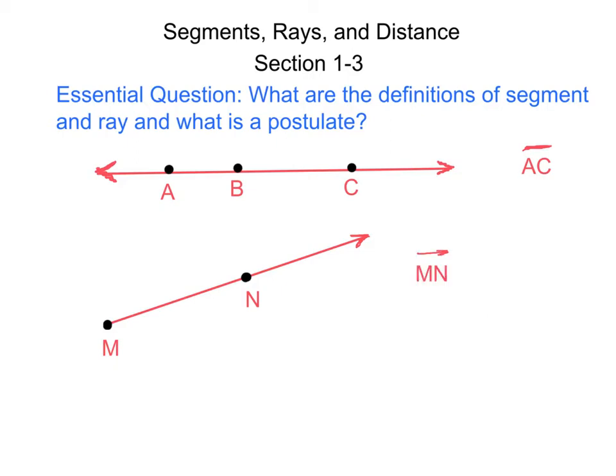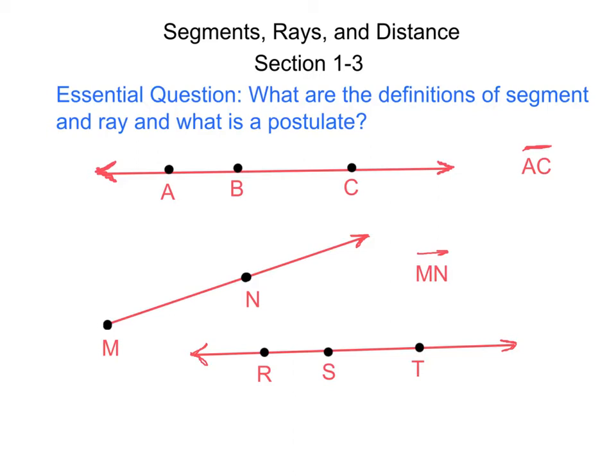So ray MN would be represented by MN with a line over it, but notice it's only got an arrowhead over the N. The first letter is always the starting point of the ray, the second letter is the direction it's going in, and the arrow above goes in the direction from the starting point to the direction it's going in. So this is how we would represent ray MN.